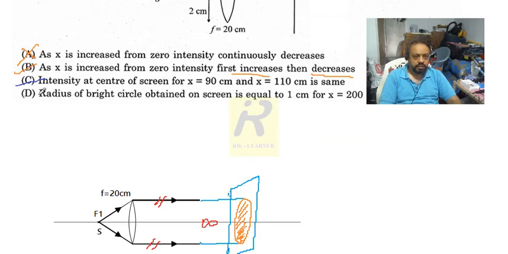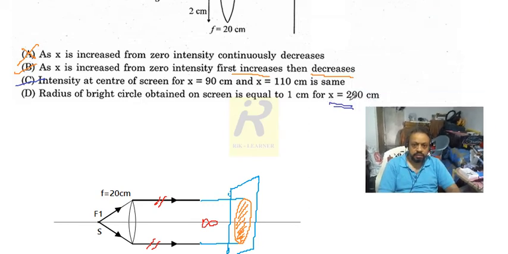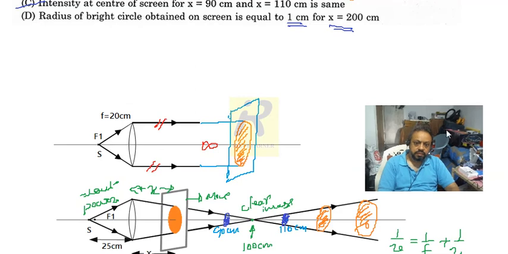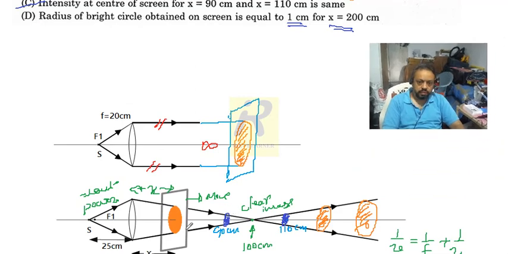So let us look into option D. Radius of bright circle obtained on screen is equal to 1 centimeter for x is equal to 200 centimeter, right? The circle of light should be 1 centimeter radius. What he is saying, so let us see. What we actually have is the light entering into the lens, and the light converging at this point, beyond which again the light appears to diverge.